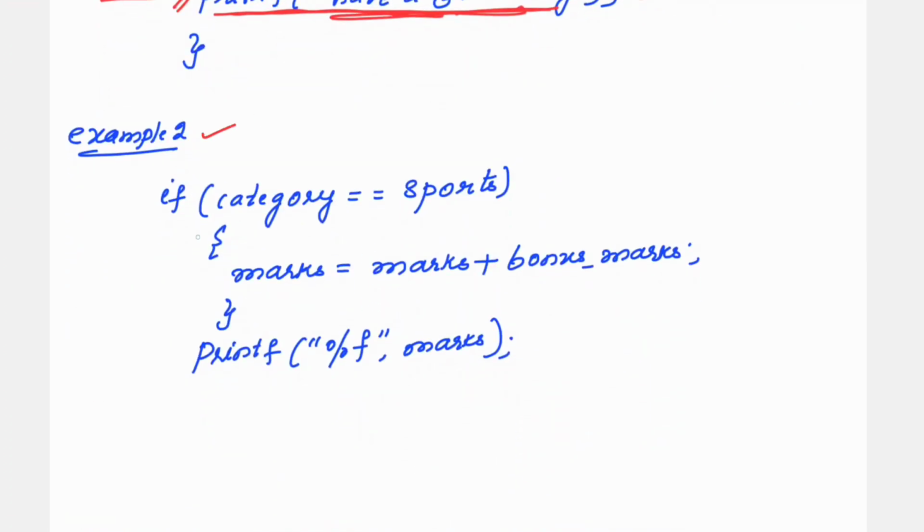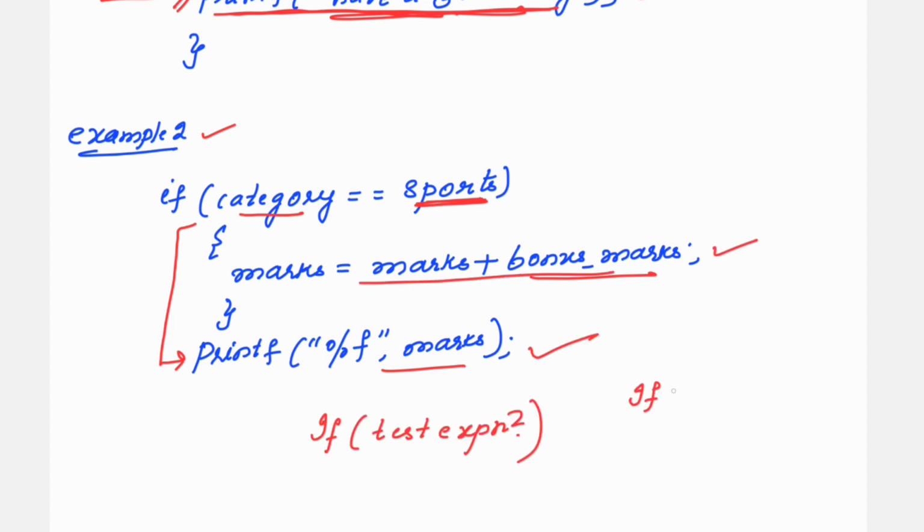One more example I have written here. We are testing the condition if category equal to sports, and inside the block marks equal to marks plus bonus marks, then printf marks. So how does this program work? It is simply checking whether the category for the student is sports. If the category is sports, then the marks are added with some additional marks, that is the bonus marks, and it will print the marks. Suppose the condition is false, that means the category is not sports for that student, then directly it will print only the marks.